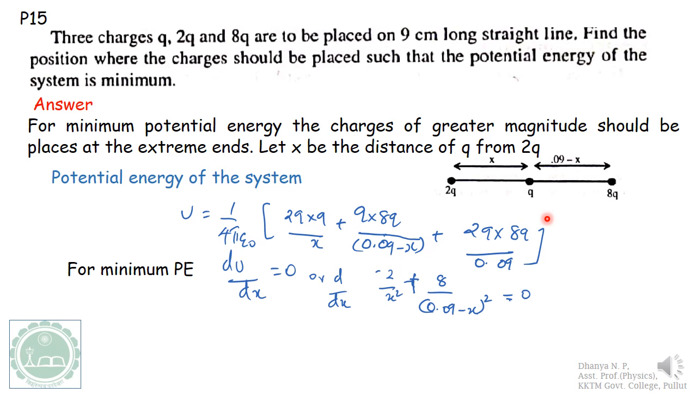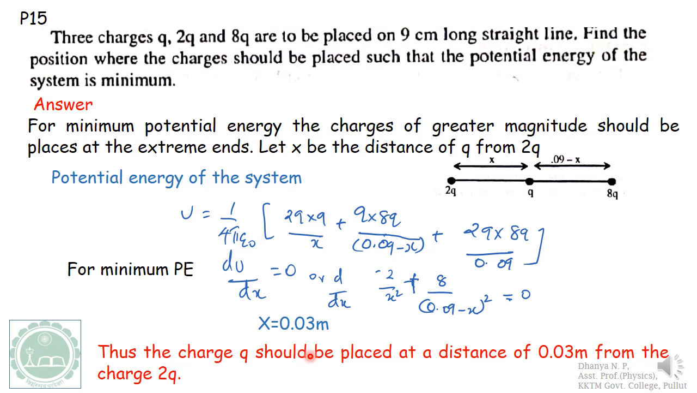For minimum potential energy, dU by dx must be 0. That is, d by dx of this function. By differentiating and solving, we will get x equal to 0.03 meter. Thus, the charge Q should be placed at a distance of 0.03 meter from the charge 2Q.